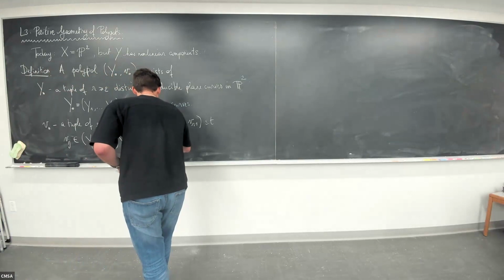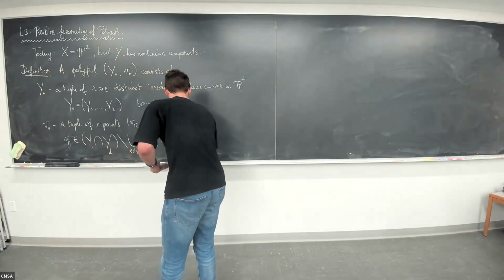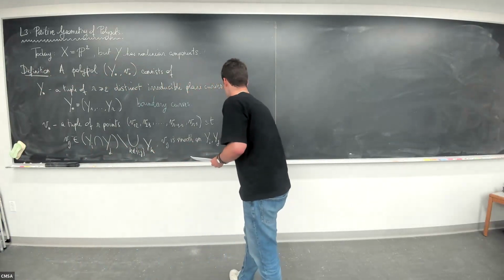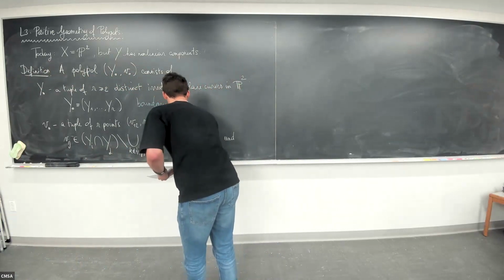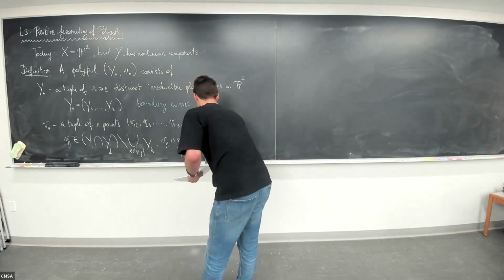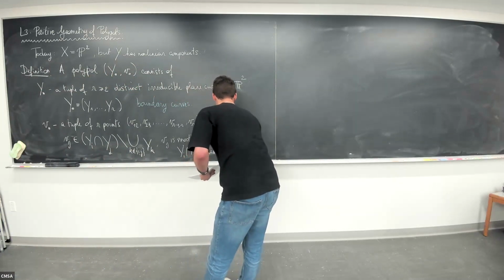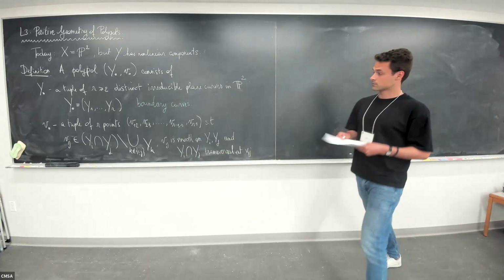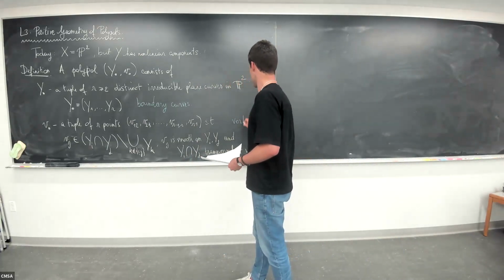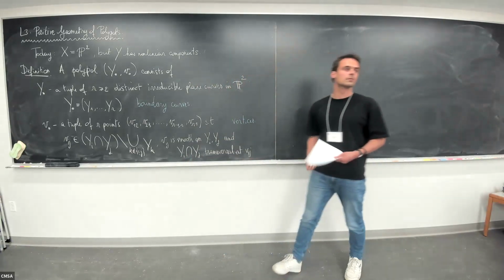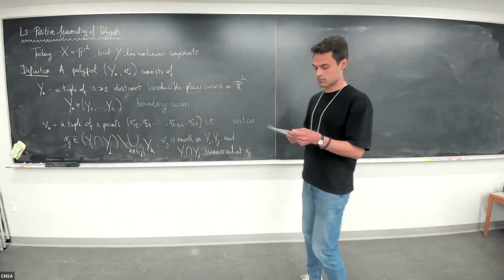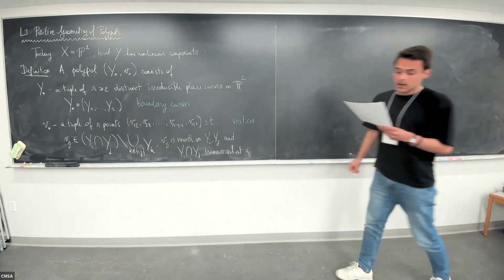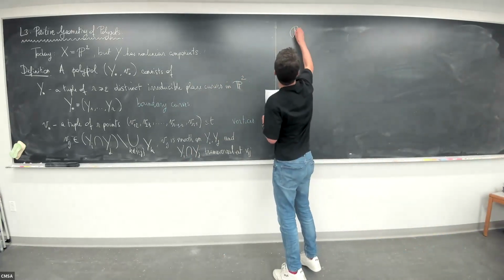So I require that Vij lies on the intersection of yi and yj. I also want that Vij is smooth on yi and yj, and yi and yj intersect transversally at Vij. Okay, so these are called the vertices of the polypole. I'll use calligraphic P for a polypole.